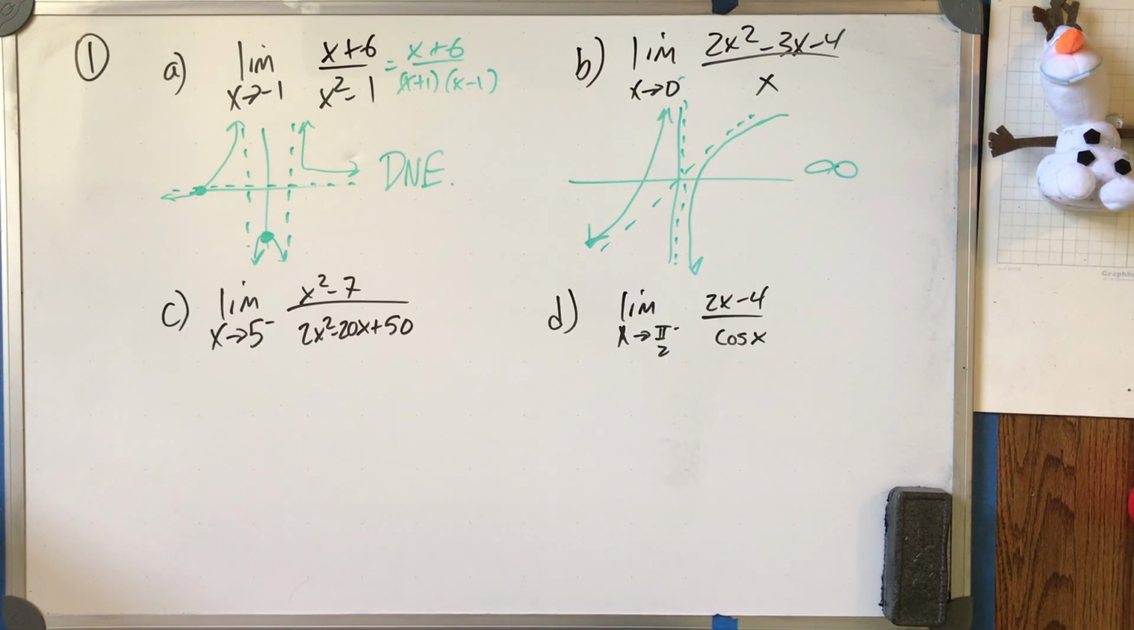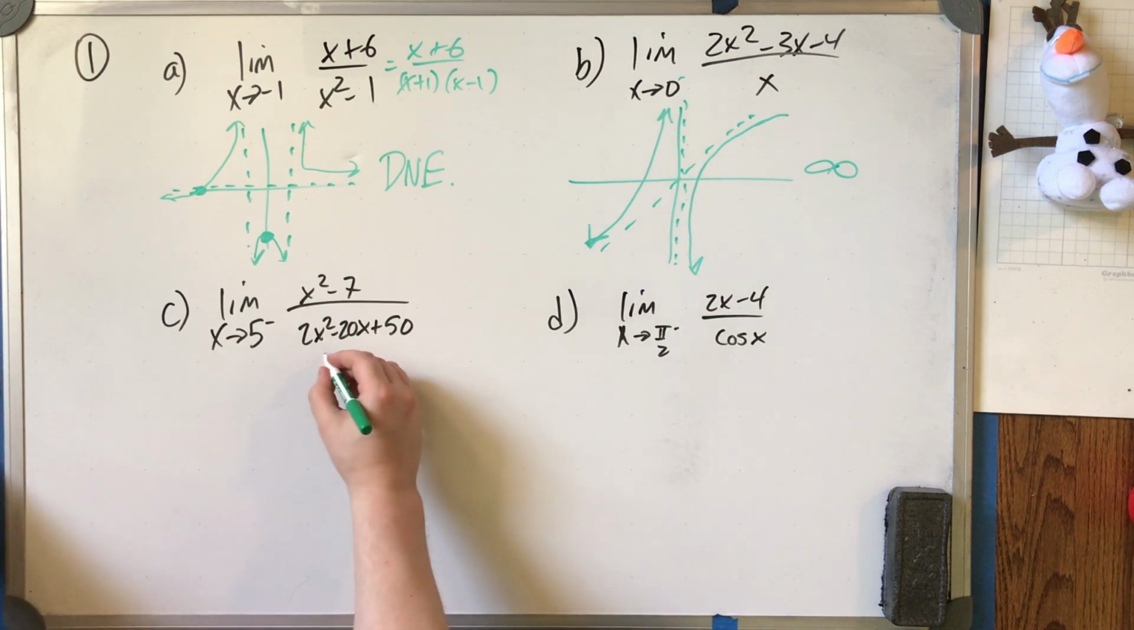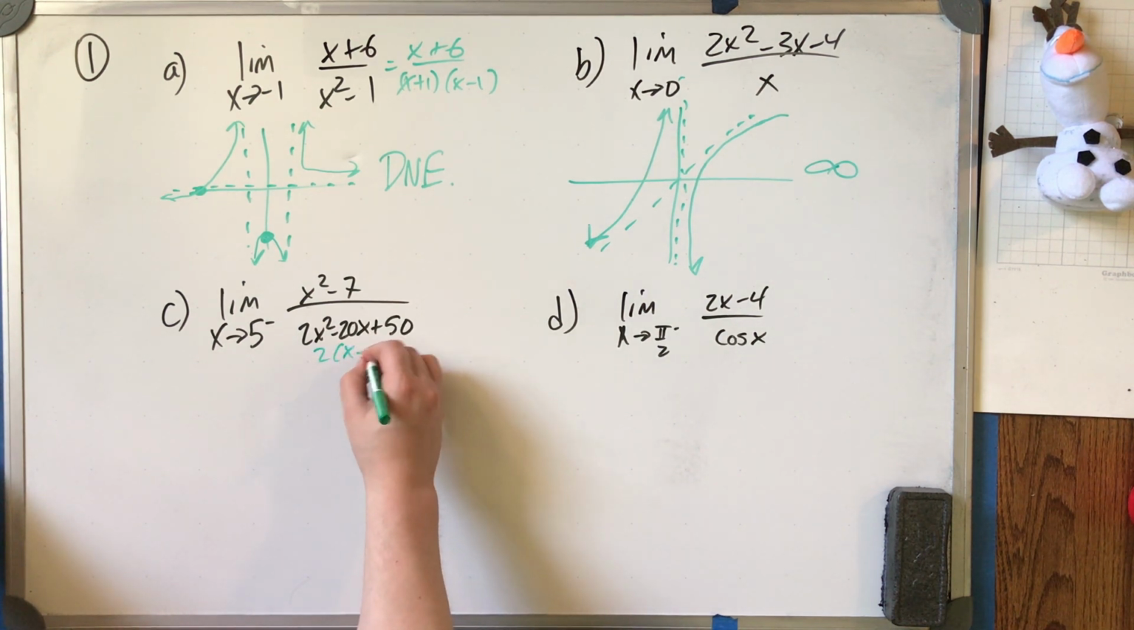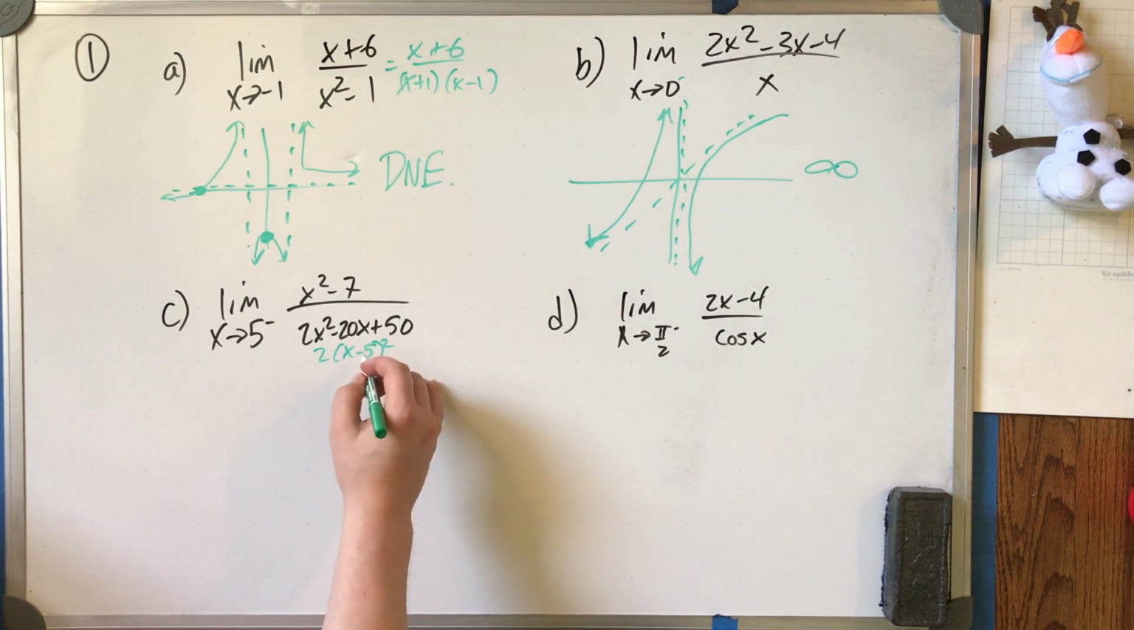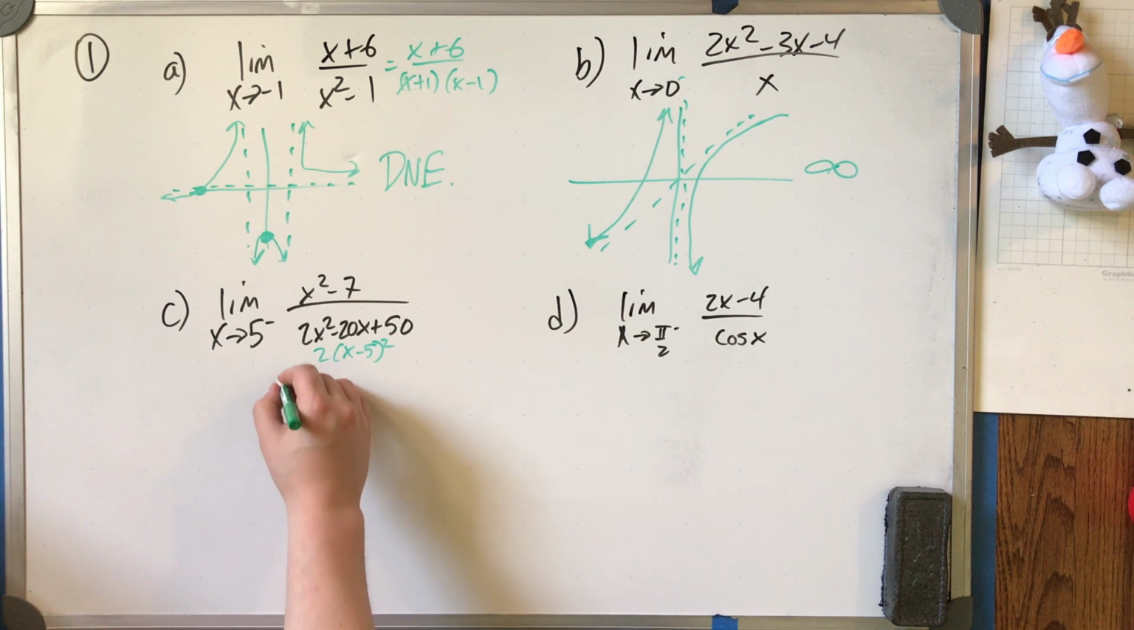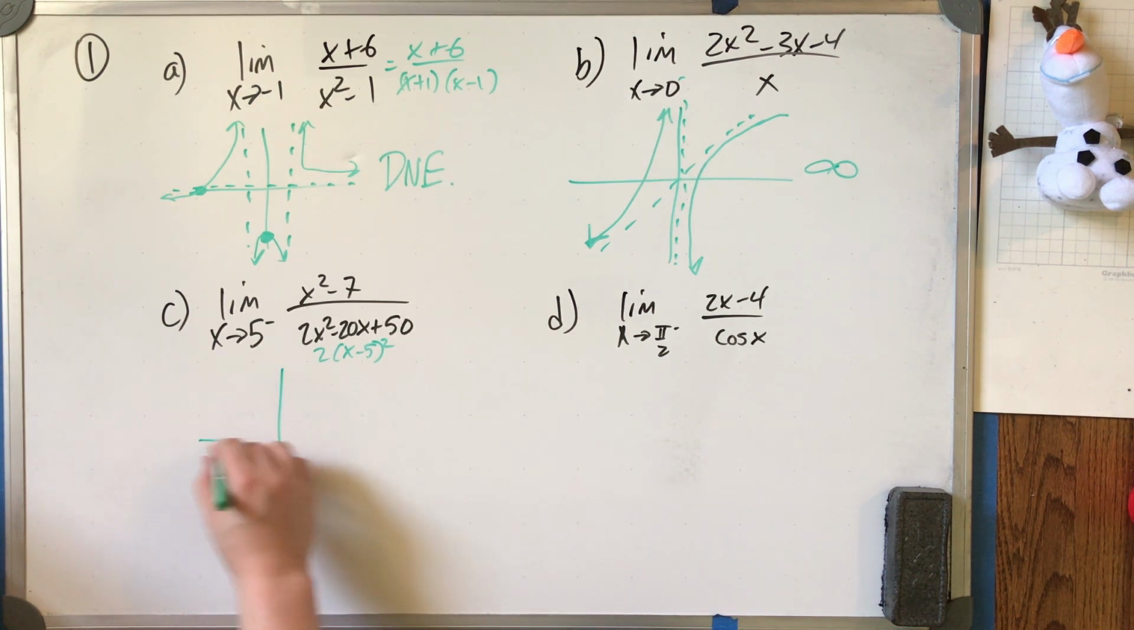Okay, for C, we try direct substitution. We get a number over 0, so that did not work out. Let's factor this real quick. I think it factors to 2 times x minus 5 squared. Okay, so we have an even multiplicity asymptote. That's useful to us. So I'll just do a quick sketch of this thing.